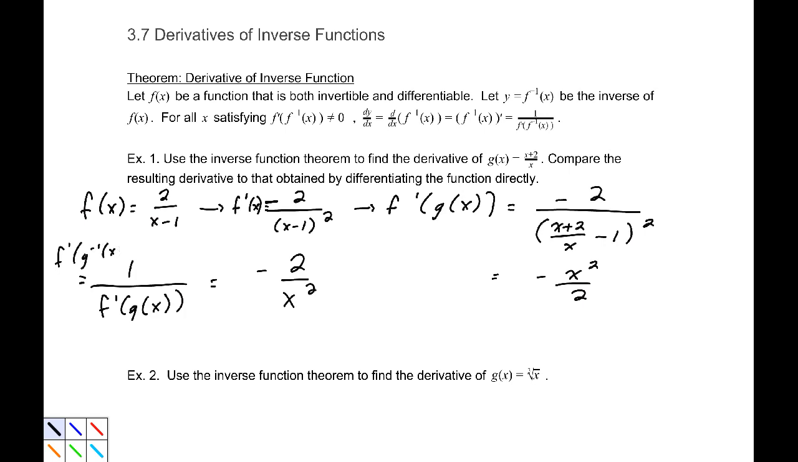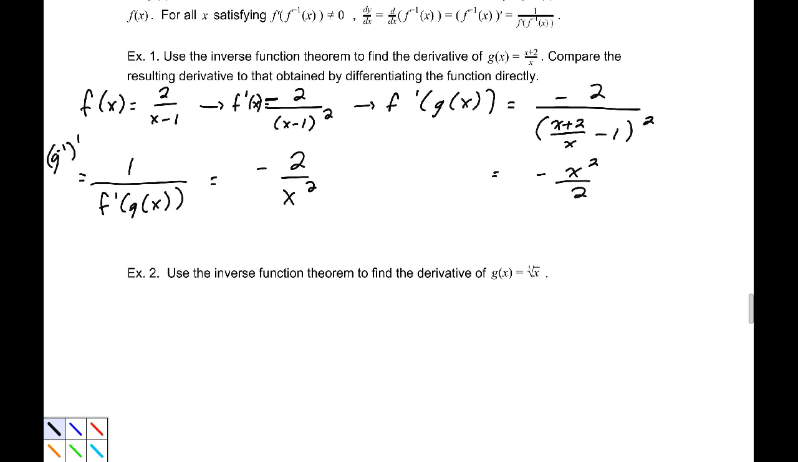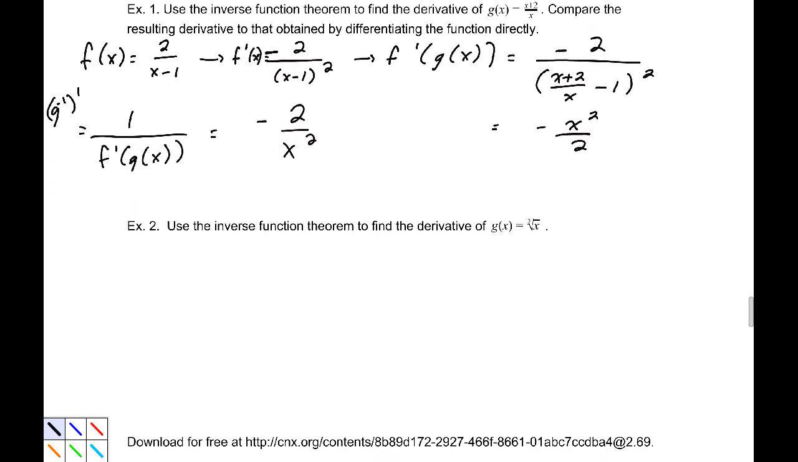Let me write that differently. F inverse prime. So g inverse prime. Okay, taking out my x. There's my answer. Example 2, use the inverse function theorem to find the derivative of this function.